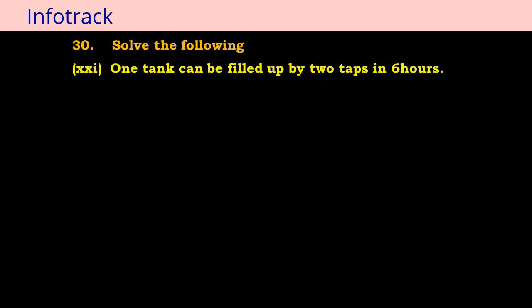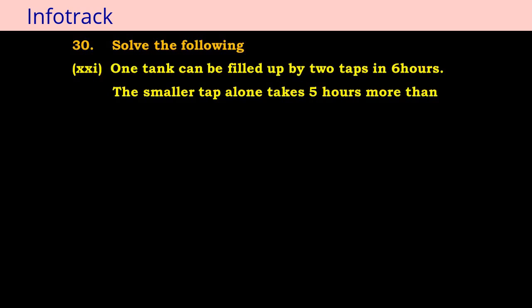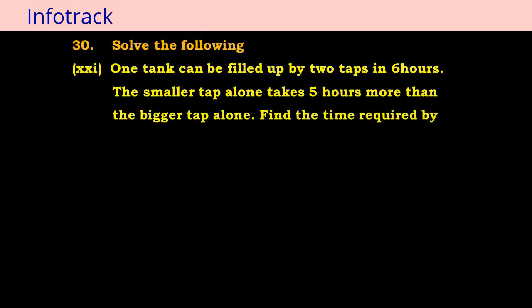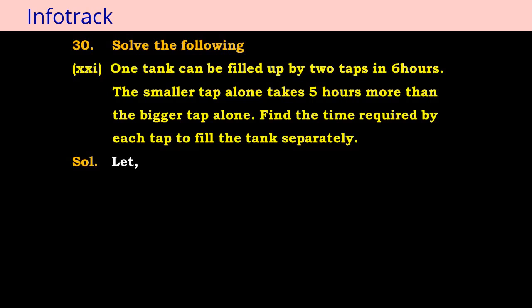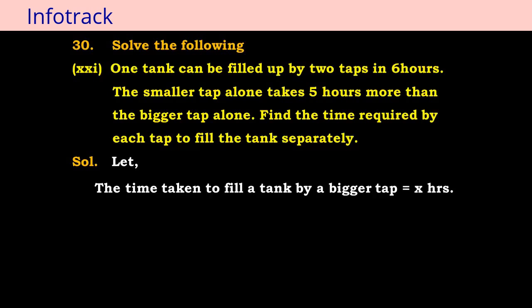Next, question number 21. One tank can be filled by 2 taps in 6 hours. See, the time required to fill the tank is 6 hours. The smaller tap alone takes 5 hours more than the bigger tap alone. Find the time required by each tap to fill the tank separately. So let the time taken to fill the tank by the bigger tap be x. Therefore, the time taken by the smaller tap will become x plus 5.